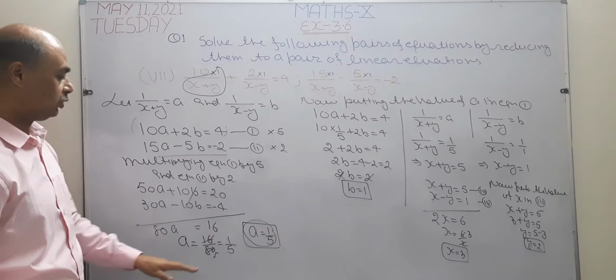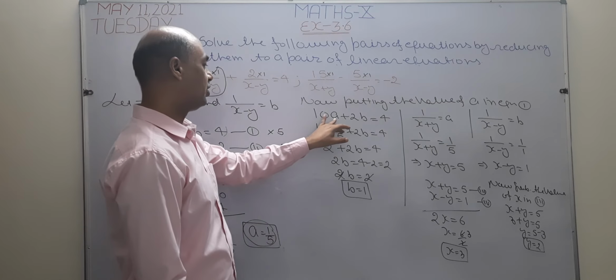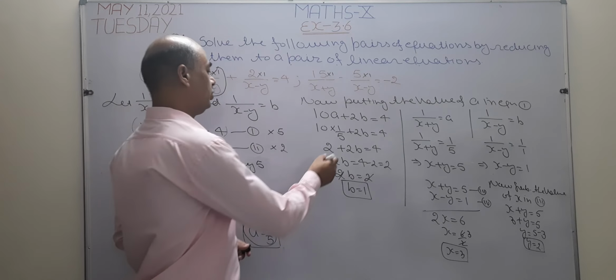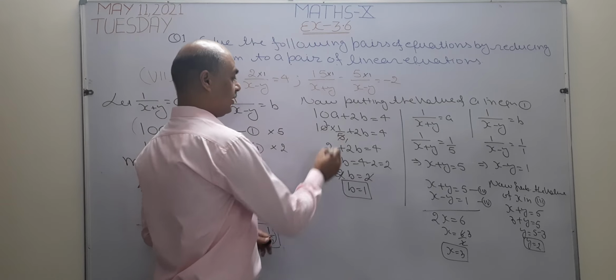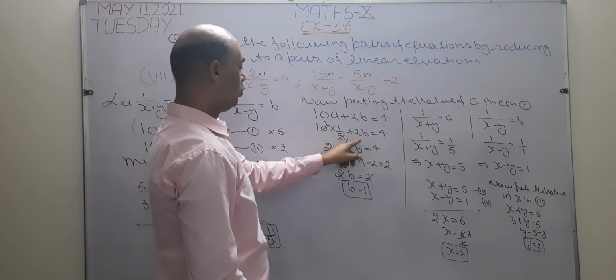What is the first equation? 10a plus 2b equal to 4. I write here 10a plus 2b equal to 4. Now in this equation we have to substitute the value of a. The value of a is 1 by 5. So I write here instead of a, 1 by 5. Now see, this is going to cancel. 5 2s are 10. 2 1s are 2, 2b equal to 4.